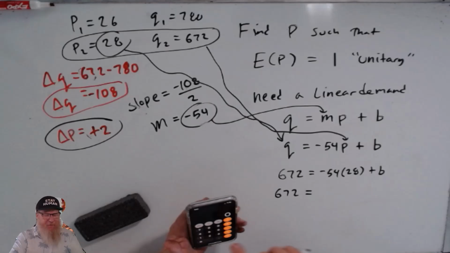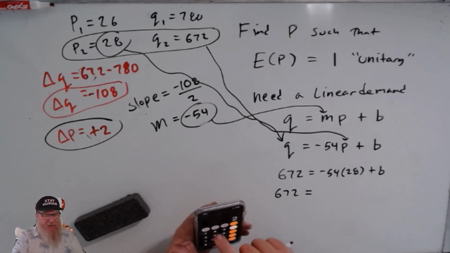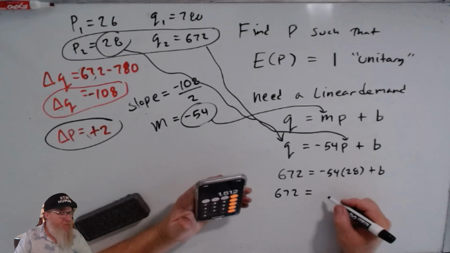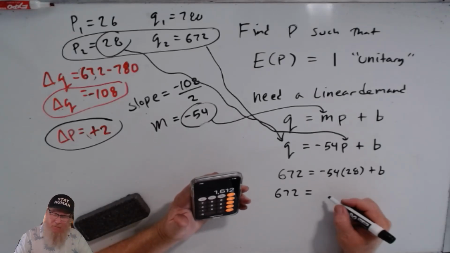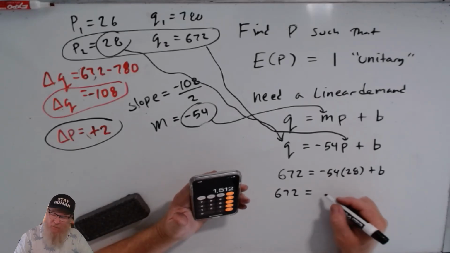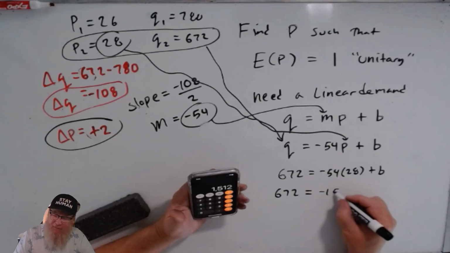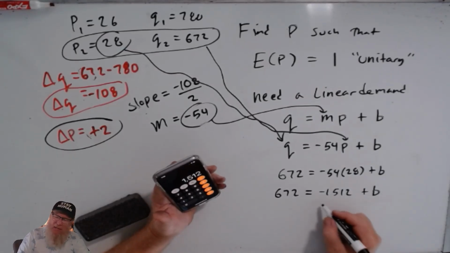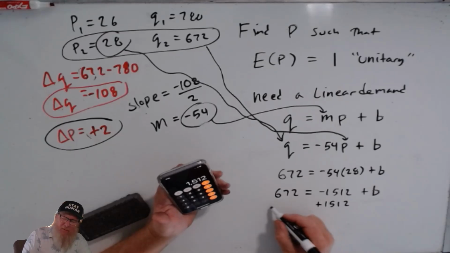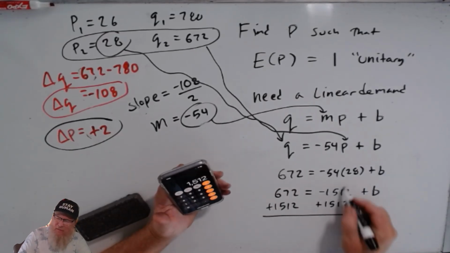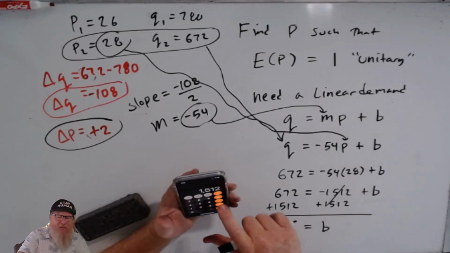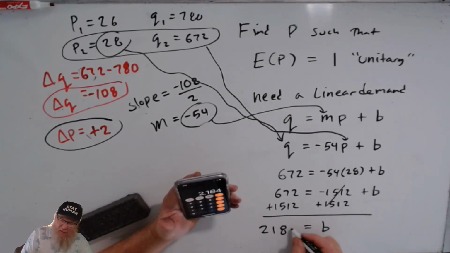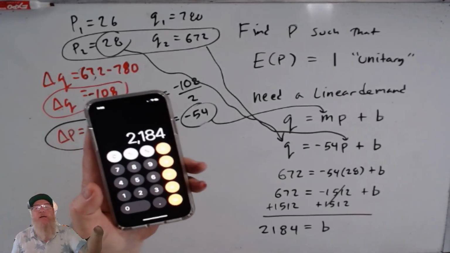So what do we got? 54 times 28 is negative 1512 plus B. And then I'm going to add 1512 to both sides. So much of this course is a review of algebra with a splash of calculus and a dash of business terminology. So I get 2184.